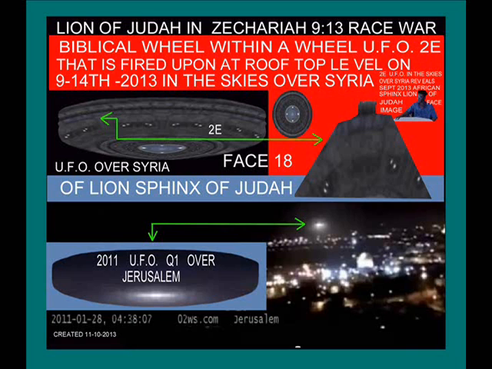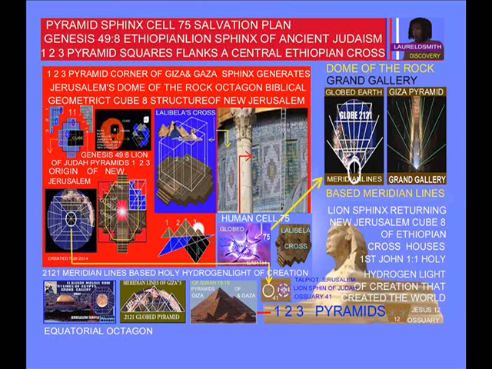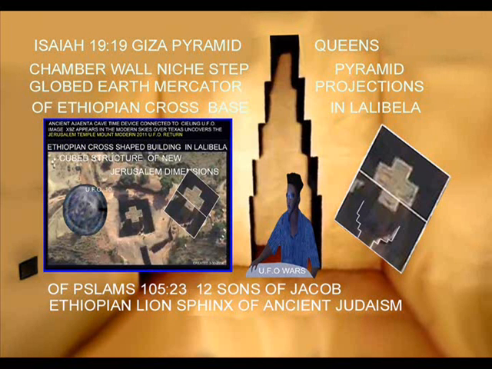So this is how we geometrically prove that the Dome in the Rock central Ethiopian cross represents the globe earth stellar pyramid Mercator projection of the fourth son of Jacob, who's referred to in the book of Genesis 49 chapter and 8 verse as the Lion of the tribe of Judah. He's now referred to within the Dome in the Rock stone rectangular window frames as being a part of the returning cube crystal city structure of New Jerusalem.